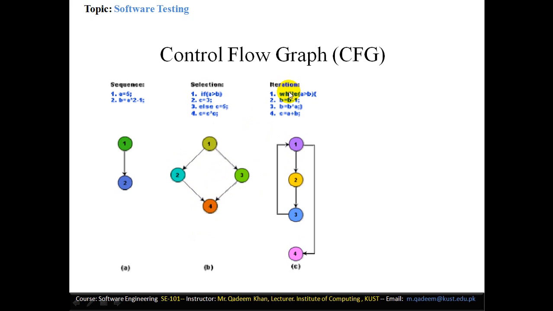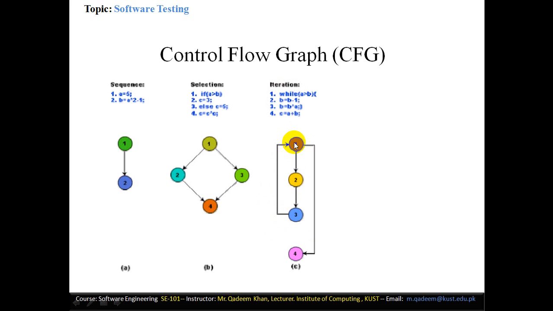And we have the iteration: while A is greater than B, B is equal to B minus 1 and B is equal to B starting A, iteration close, that means loop close, and at the end C is equal to A plus B must be executed even if the loop is false from the beginning. So first 1, then 2, then 3, and this loop is executed.